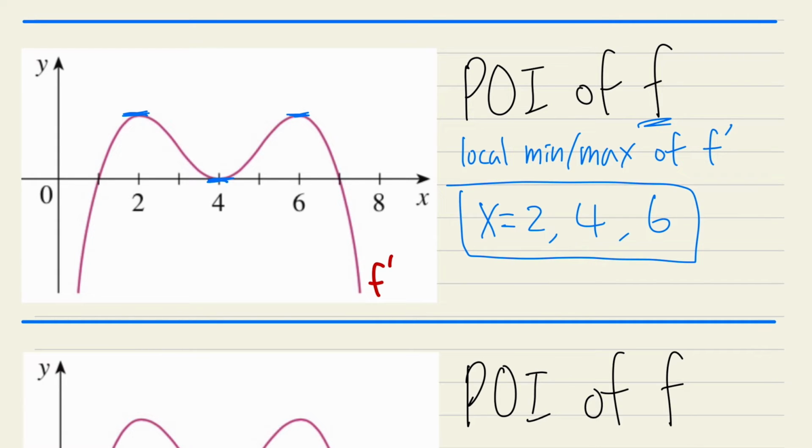Now, let's think about why that is the case. Because remember, the point of inflection of f is always going to be where the second derivative changes signs. So I will write this down for you guys. Point of inflection of f is where f double prime changes signs. So it can go from positive to negative or negative to positive. And we are given the first derivative already. So how can we get the second derivative from the first derivative graph?